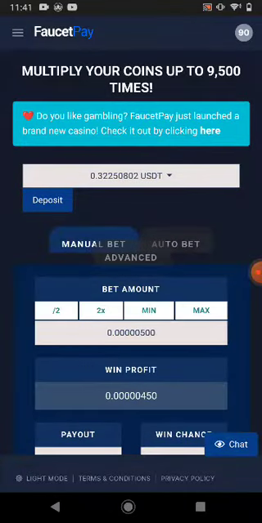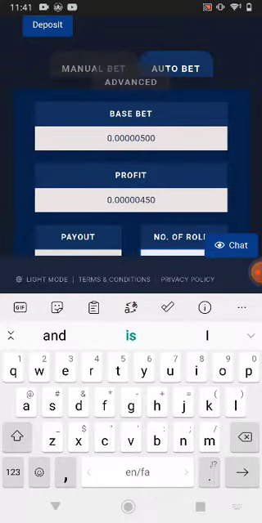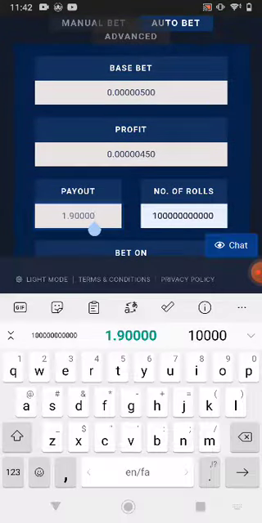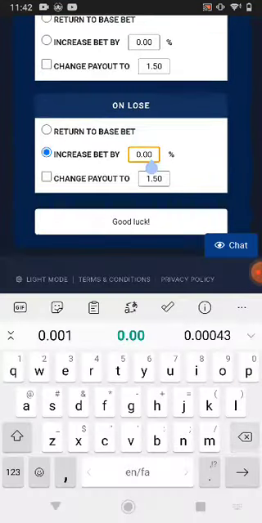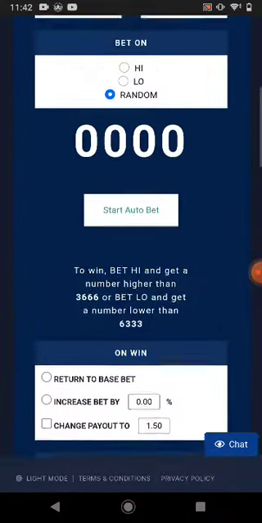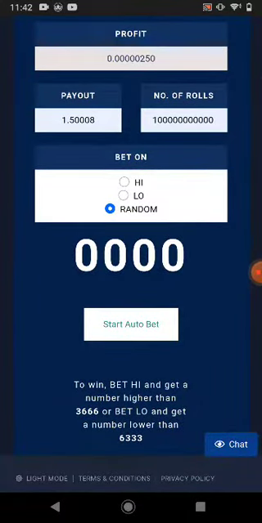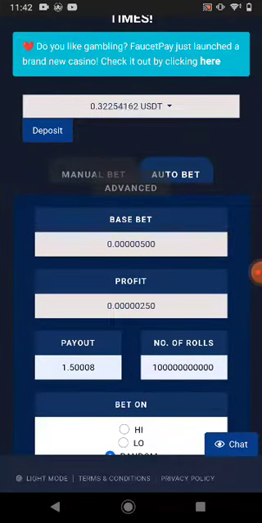I have 32 cents of Tutor, and I just put the rolling this much. I put the amount of the rolling at 1.5 this much, okay, and increase a bit to 280, and that's great for me. And I just click start betting. This will start automatically, and every day I can earn $5 to $10 from this trick.